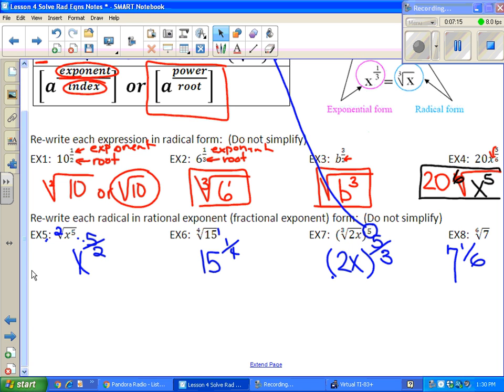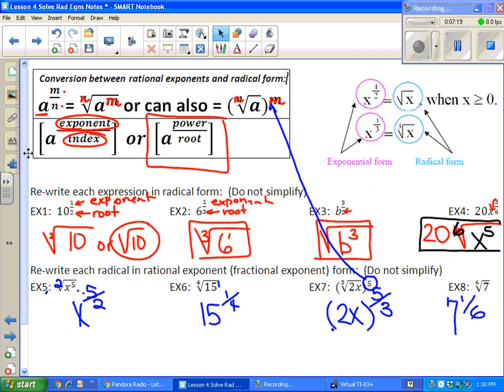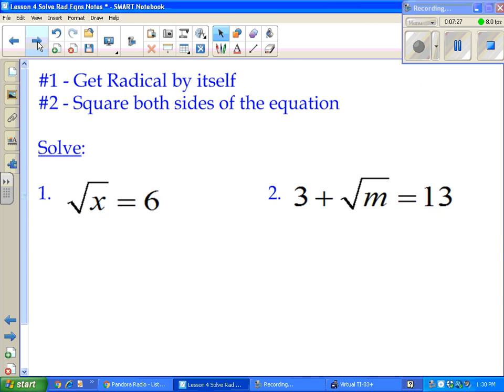All right, that's just a brief introduction to fractional exponents, or what we call rational exponents, and how we can switch back and forth to radical form. Now let's go on to another part of our lesson. The second part of our lesson is solving radical equations.